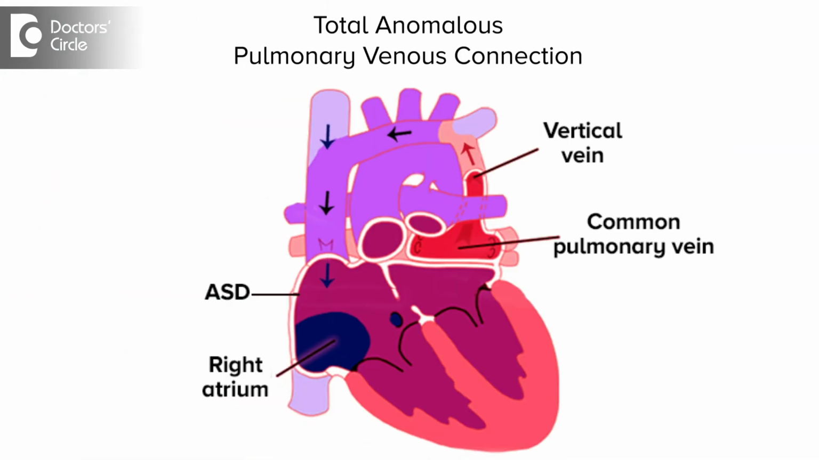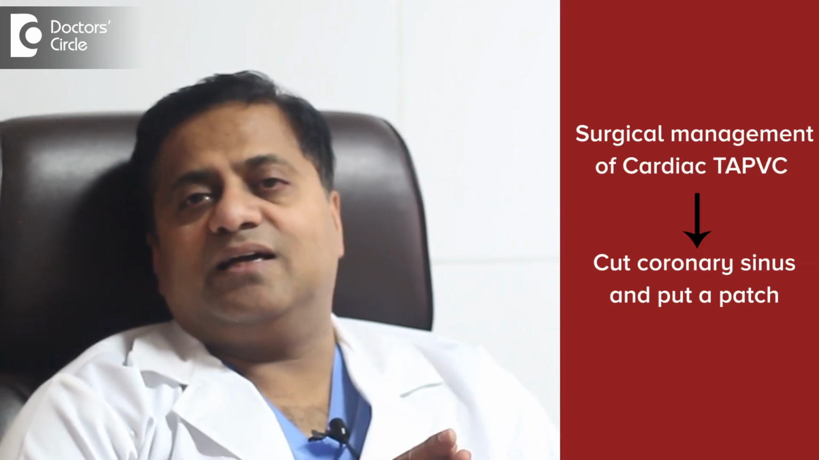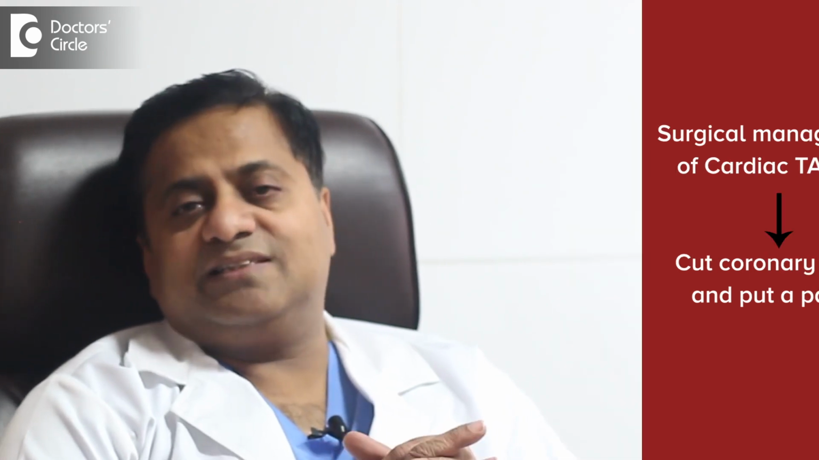What happens is TAPVC joins as a confluence and then drains into the right system. So we connect that confluence, where all the four pulmonary veins are joined together, into the left atrial appendage or into the left atrium. In cardiac TAPVC, we cut the coronary sinus back and put a patch. A little bit of desaturation will be there, but that is the best procedure that we follow.